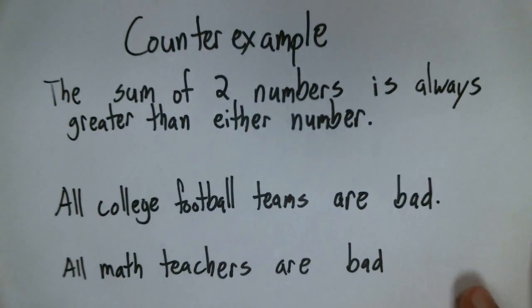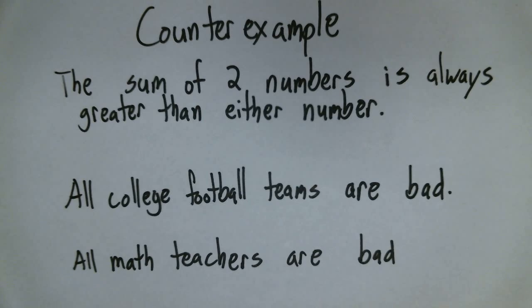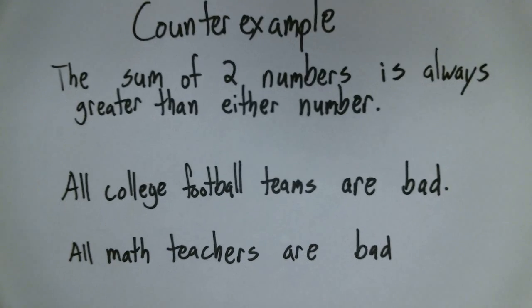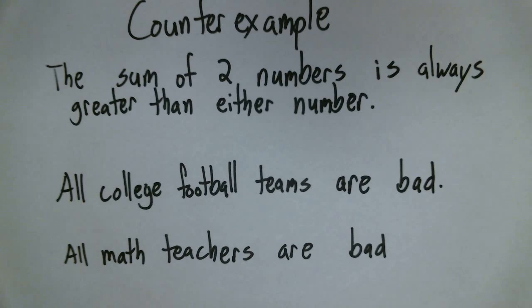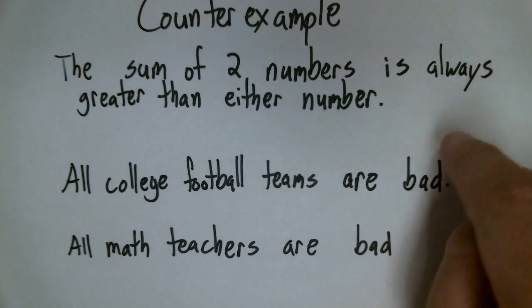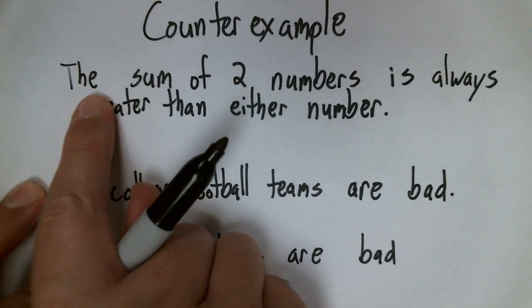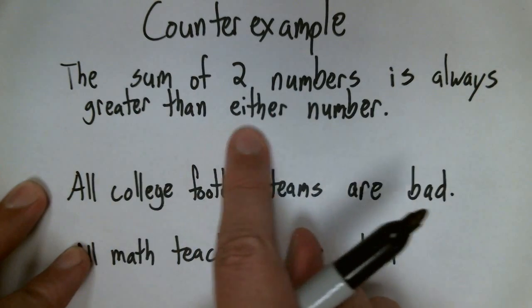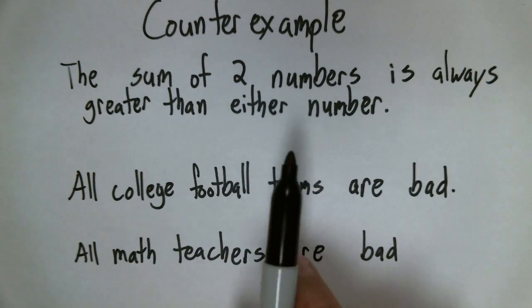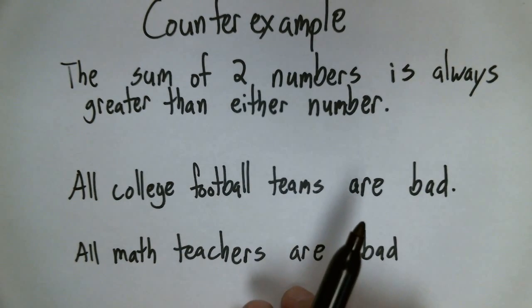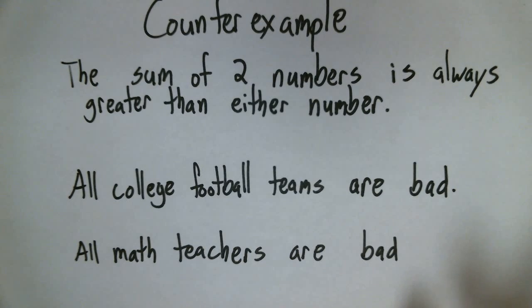I got one last thing we need to cover in this section, and that is counterexamples. What is a counterexample? A counterexample is when somebody makes a statement and you say, no, I've got an example that disproves what you're telling me, okay? So again, a counterexample is just a way of saying, no, I've got an example that doesn't fit what you're trying to tell me. So let's look at the first example. One of your friends in class says, the sum of two numbers is always greater than either number. So to find a counterexample, I've got to figure out an example where I can say, no, hold on, I got an example that doesn't work.